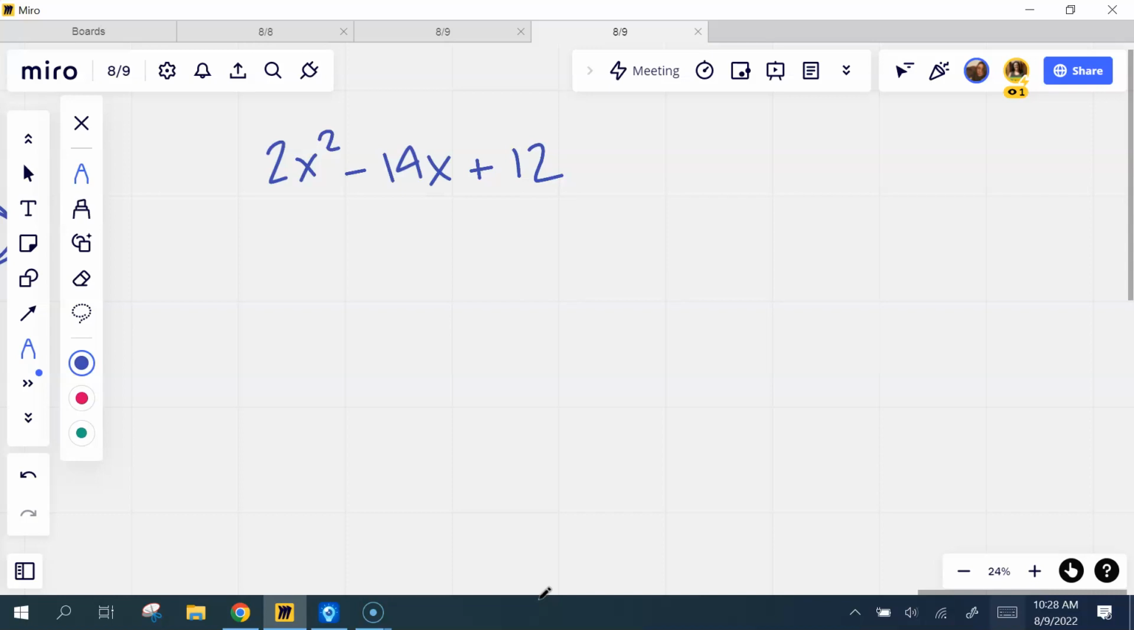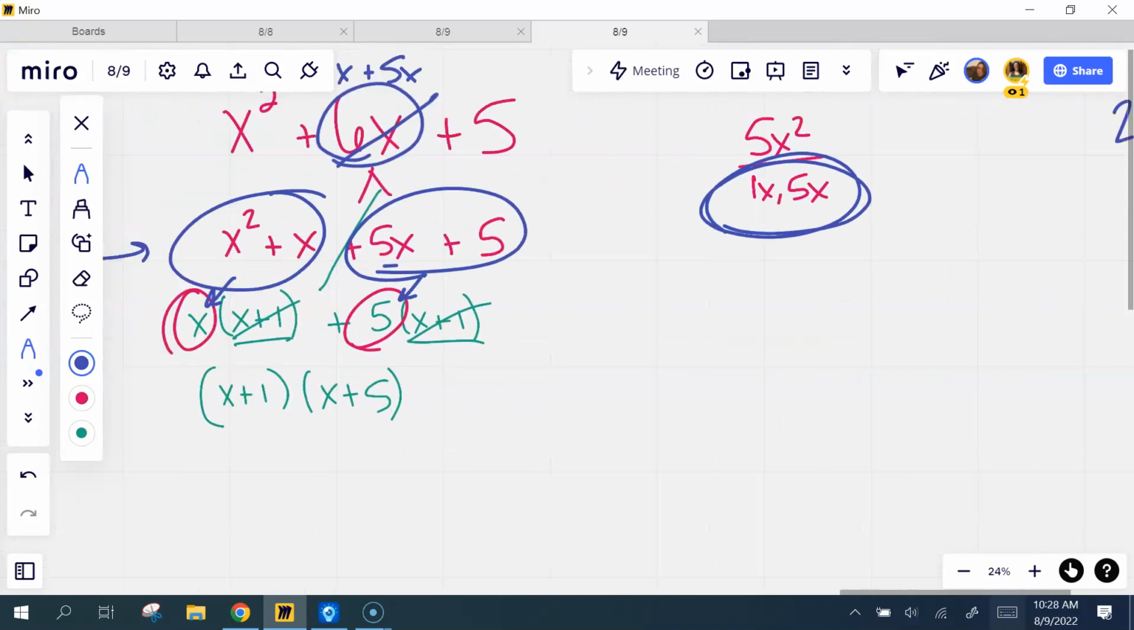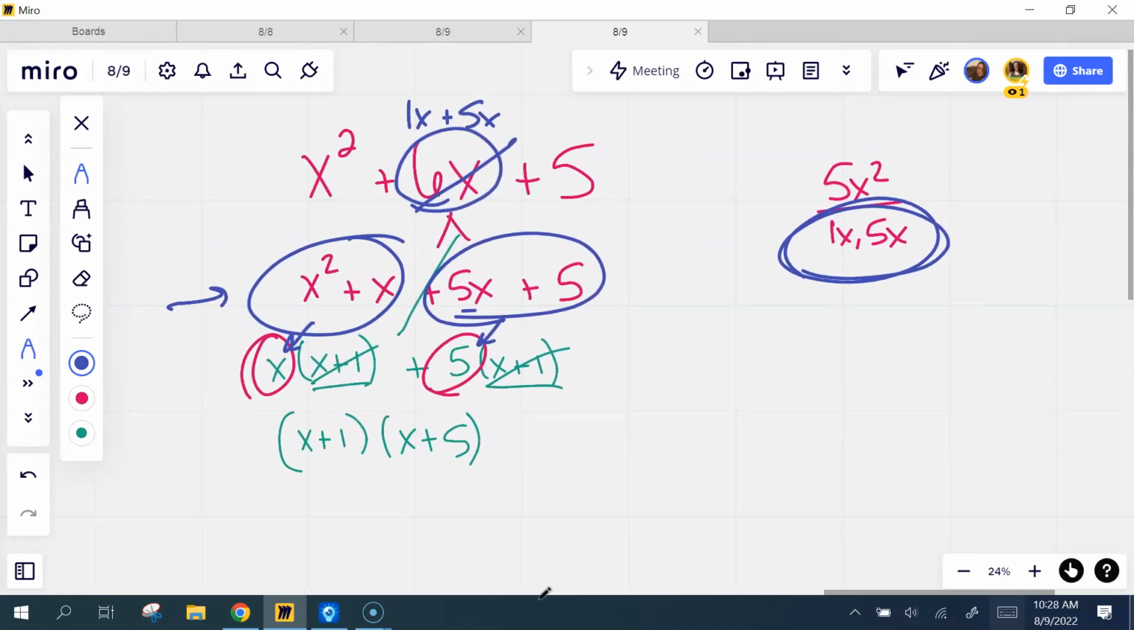Once you get here, I don't understand how you're doing the x plus 1 and the x plus 5. Whatever that common factor is, it's still the same. If you take that out of both of them, I write it in the front, and then whatever's left is what makes up the second.